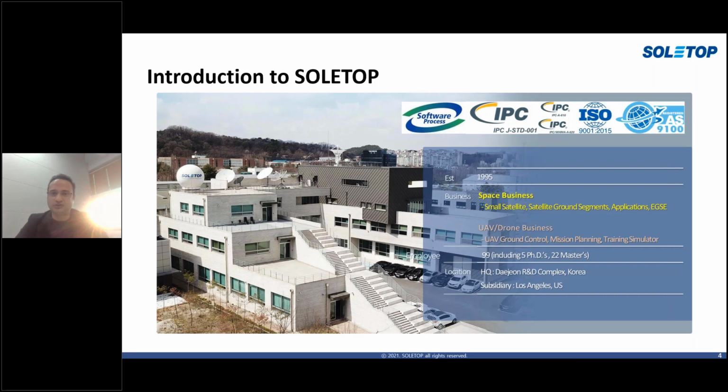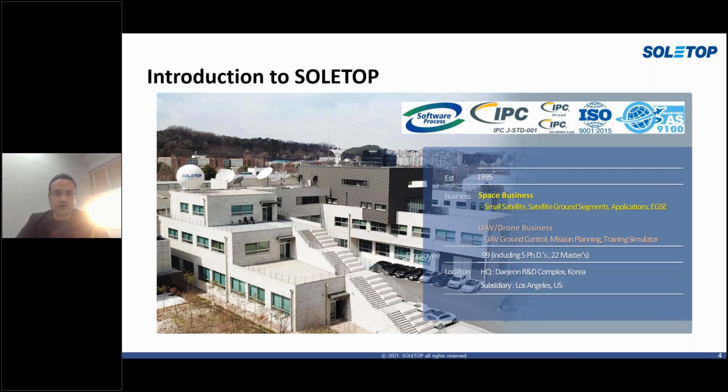The logos you're seeing are the recent certifications Soletop has achieved, and we are pretty glad that we have been improving and have recently got an ISO 9001 clean room for developing small satellites.